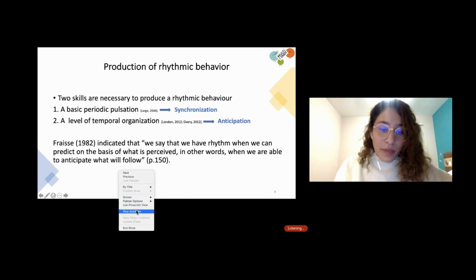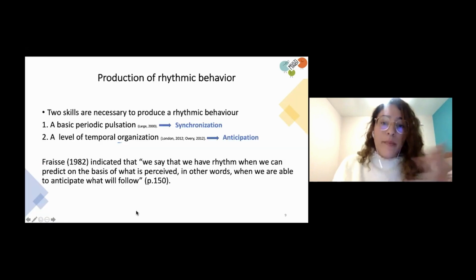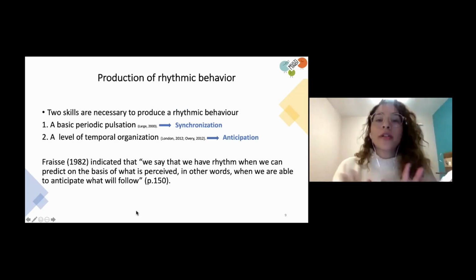So if we want to produce a rhythmic behavior, according to the two components we have, there are two skills that we need to produce a rhythmic behavior. The first one is synchronization. So basically having a basic periodic pulsation allows us to coordinate our behavior with this periodic pattern. So it allows us to synchronize. But also having a level of temporal organization allows us to anticipate. So in order to produce a rhythmic behavior, we'll also need to be able to anticipate.